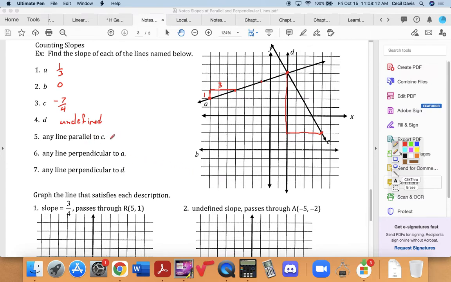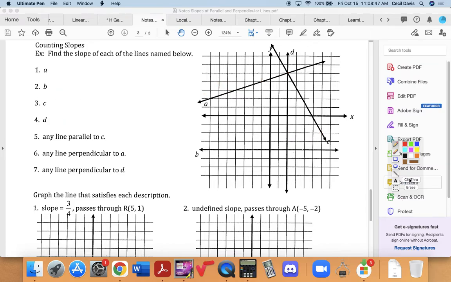Any line parallel to line C would have a slope of what? -7/4. Any line perpendicular to A, its slope would be -3. What about any line perpendicular to D? Undefined. 0. What? An undefined line is a vertical line. Perpendicular to that would be a horizontal line, so like B, and its slope would be 0. Exactly.